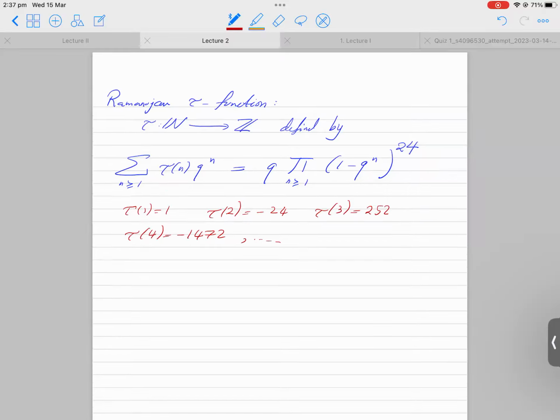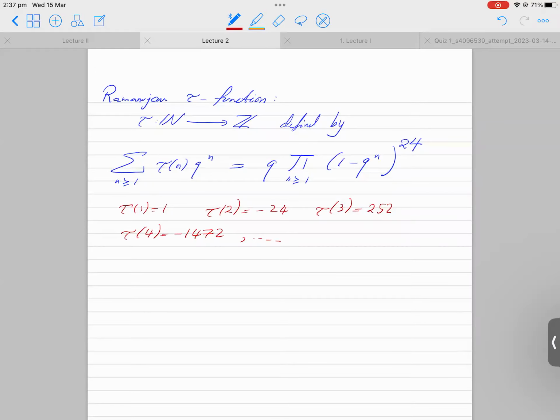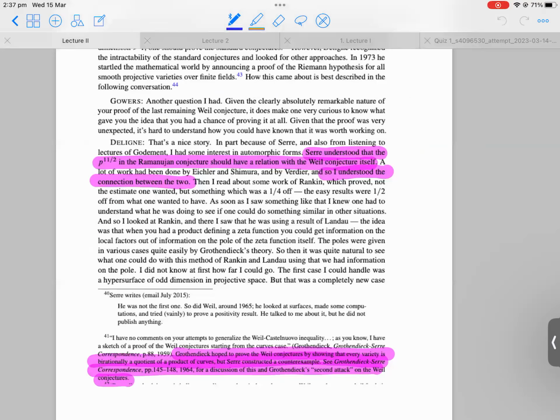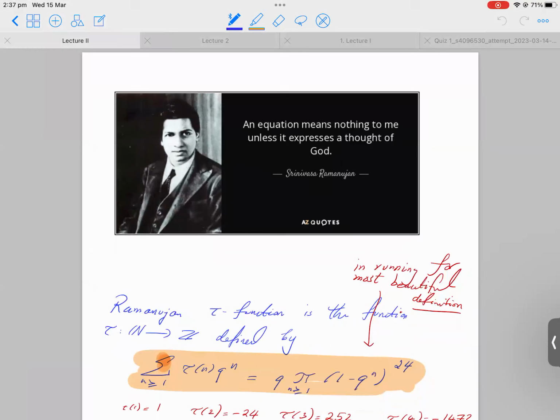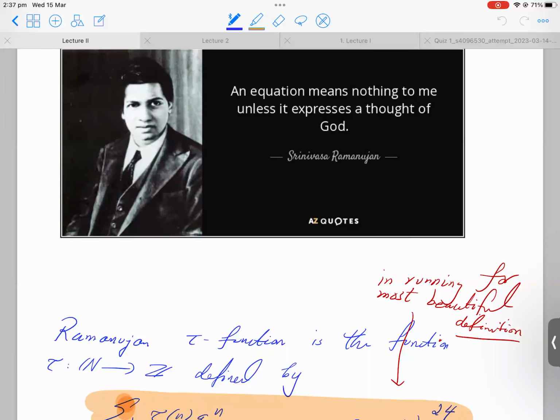So now it's not clear why Ramanujan wrote down this definition. It's not clear how he came about to whatever it was that he did. He sort of had these divine revelations, sometimes in sleep or sometimes when he was awake. So here's a picture of Ramanujan with a quote by him: "An equation means nothing to me unless it expresses a thought of God." And the equations and definitions that he wrote were completely baffling to other mathematicians.